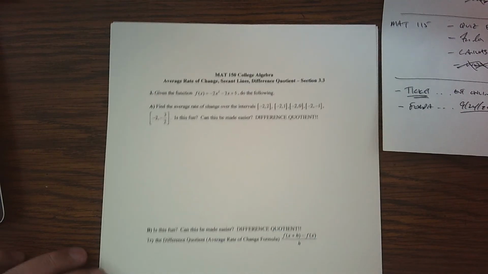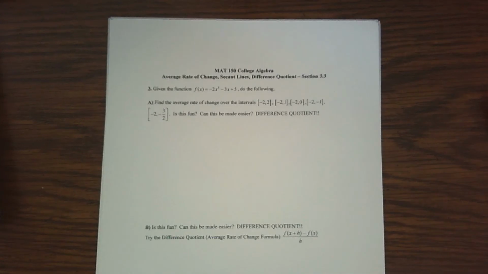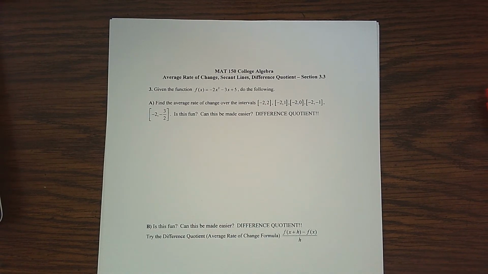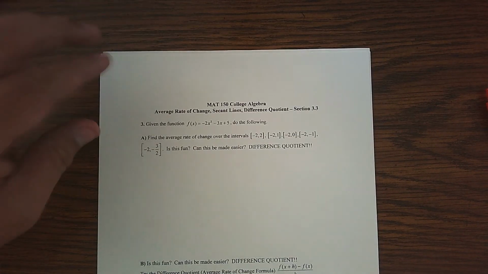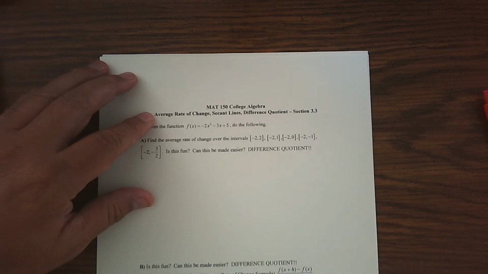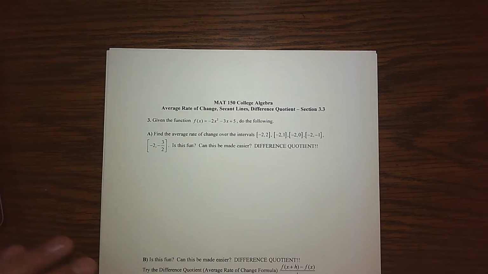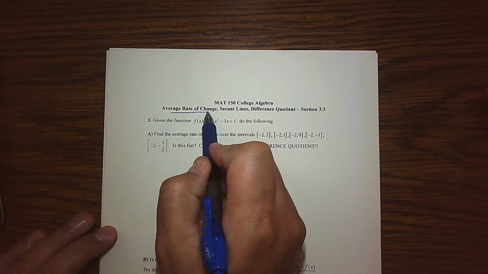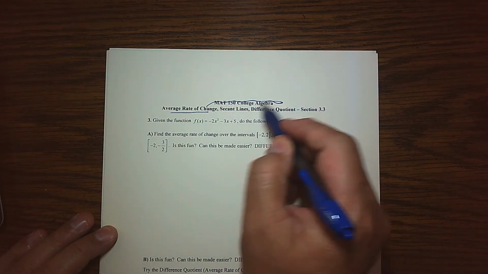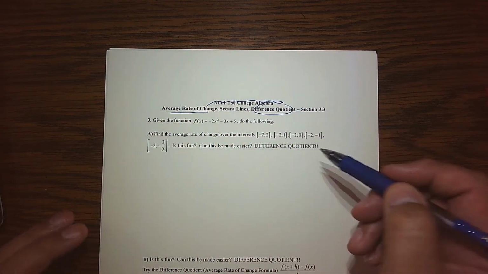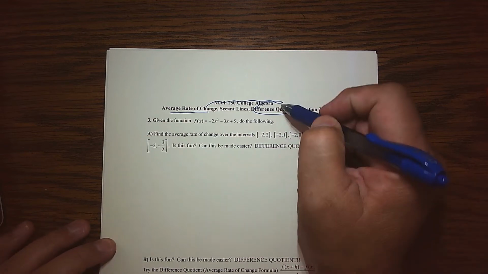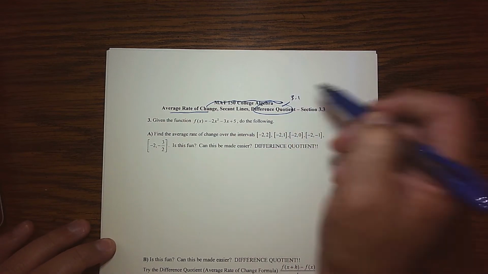All right, you guys, so here's the last idea from section 3.3. It's basically a build-up to an earlier topic, the difference quotient. It turns out that the average rate of change eventually creates the difference quotient, and I'll show you how to do that. Again, we looked at the difference quotient back in 3.1.